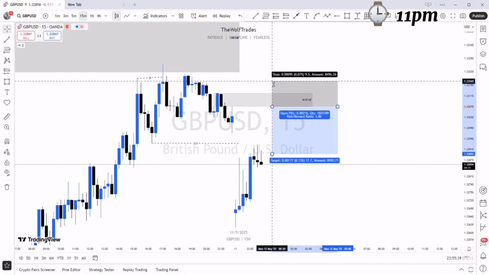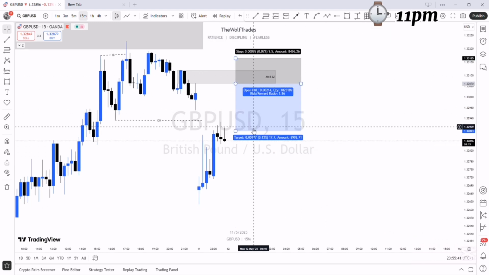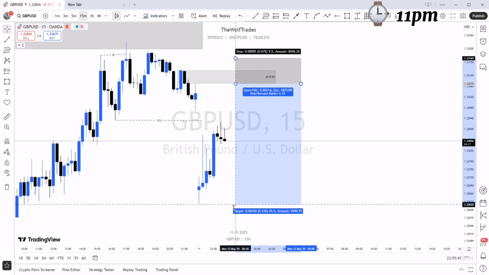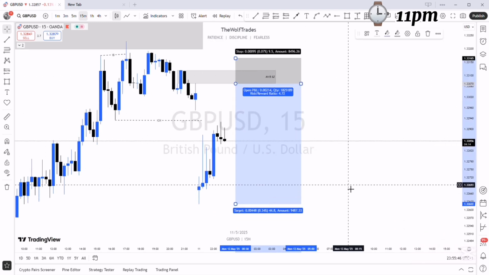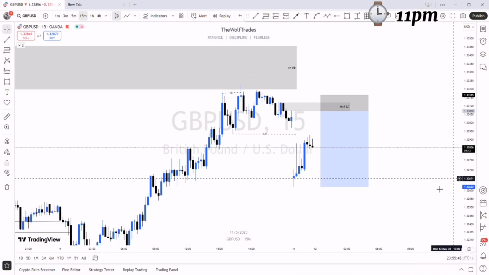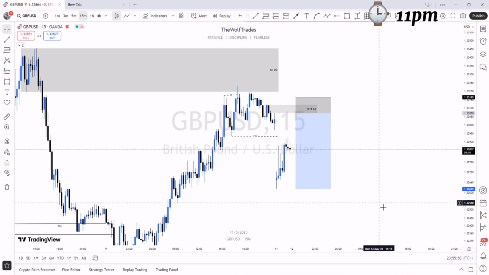Alright, so that's my supply zone, and my entry will just be above, my stop loss will be above my entry, and I'll target the low, the recent low, and leave the rest for the greedy ones. Alright.